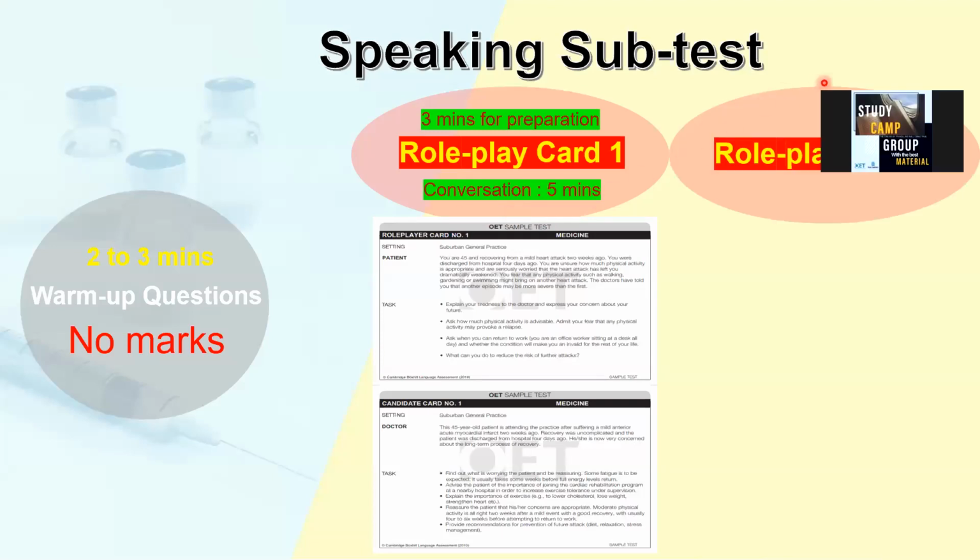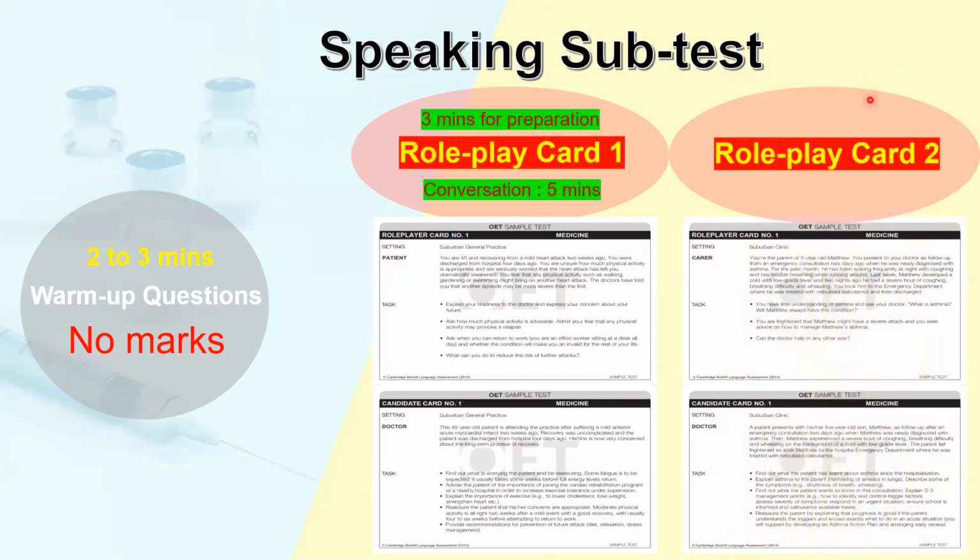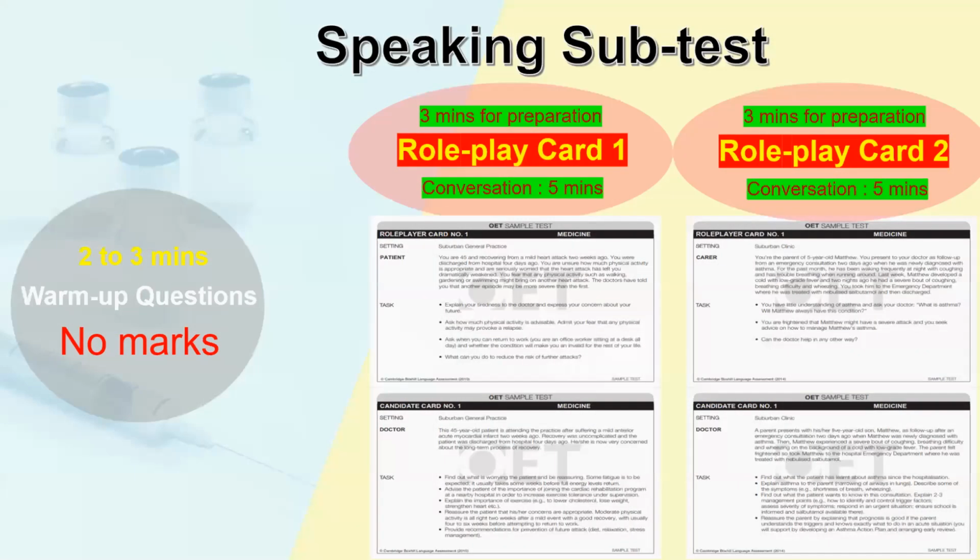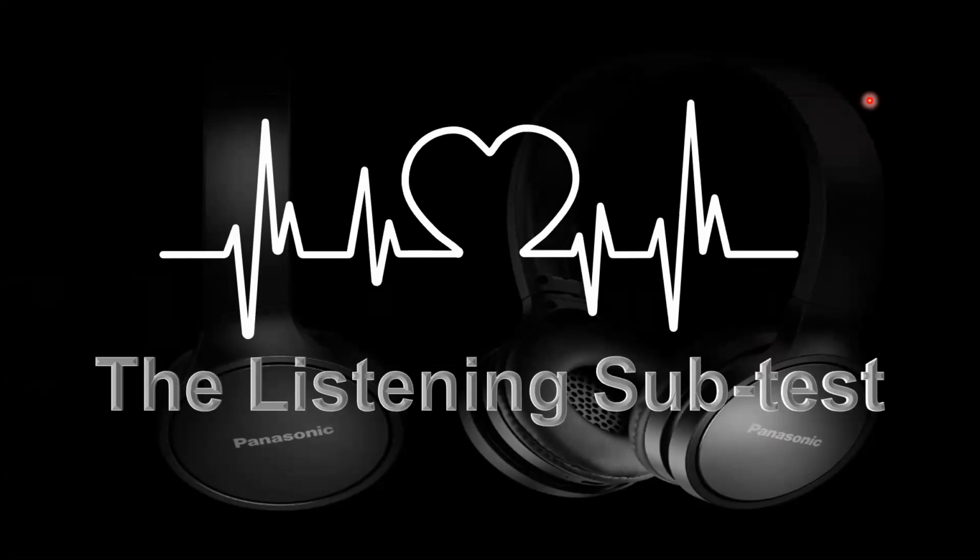Then you'll receive the next card, roleplay card number 2. And again, here we have 3 minutes for preparation and 5 minutes for conversation. And then this is the end of your exam. So let's start with the first subtest, the listening subtest.